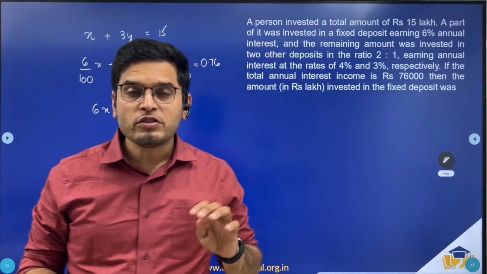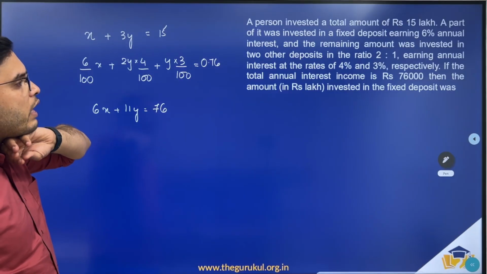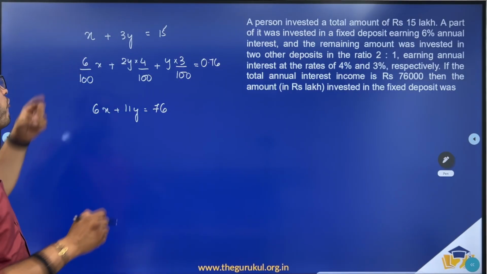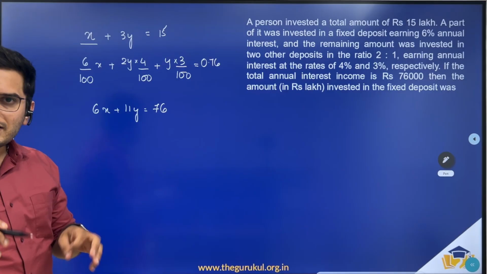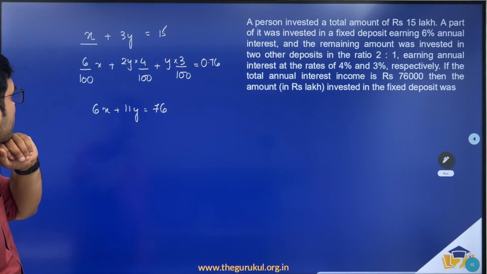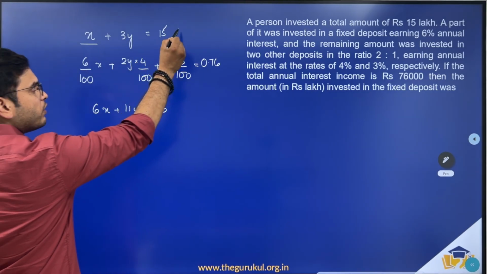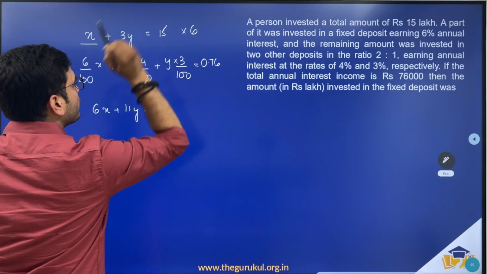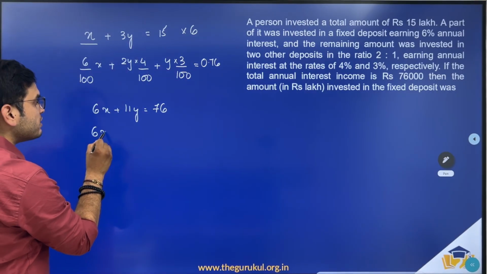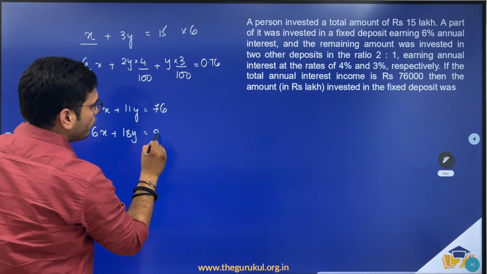So we have 2 variables, 2 equations. Now what was asked? We are asked to find the amount invested in fixed deposit. So we should be finding the value of x. So let's try to eliminate y. Now okay, eliminating y would be difficult, right? So let's eliminate x. So x plus 3y is equal to 15. Now let me multiply it with 6, so that we'll have 6x plus 18y is equal to 90.